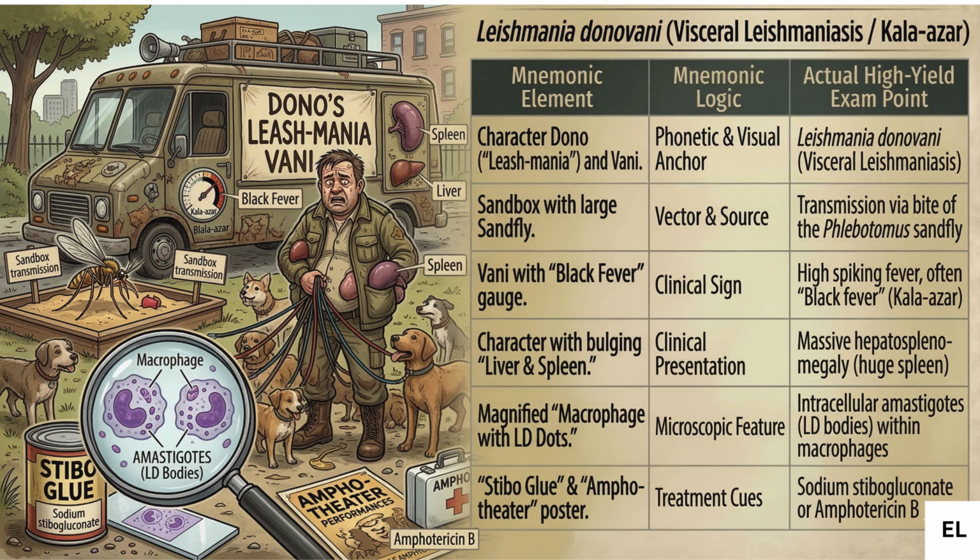The magnified macrophage filled with LD bodies represents the diagnostic intracellular amastigotes. And finally, the stebo-glue and amphotericin represent the treatments sodium stibogluconate and amphotericin B. So the next time you hear Leishmania Donovani, imagine this entire scene. The Leishmania van, the sandfly transmission, the massive spleen, the black fever, and the macrophages filled with LD bodies.